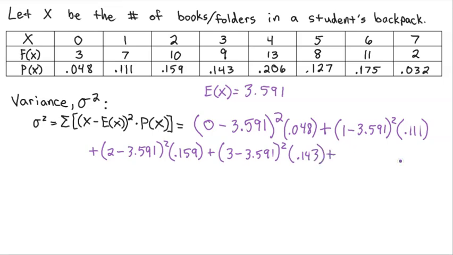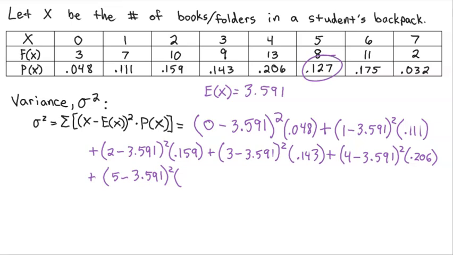Close plus. Now we're going to do it with 4. 4 minus 3.591 squared times the probability 0.206 close plus. Now we're going to do it with 5. 5 minus 3.591 close squared times the probability 0.127 plus. Now we're going to do it with 6. 6 minus 3.591 squared times the probability 0.175.